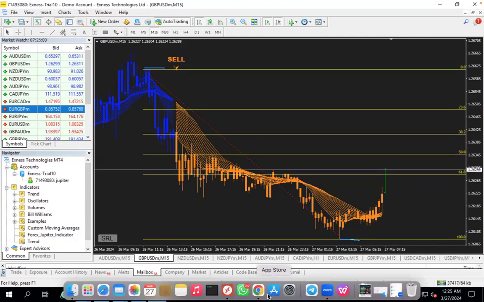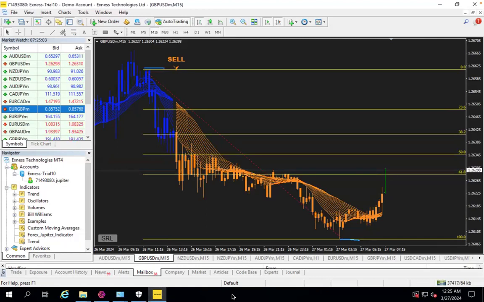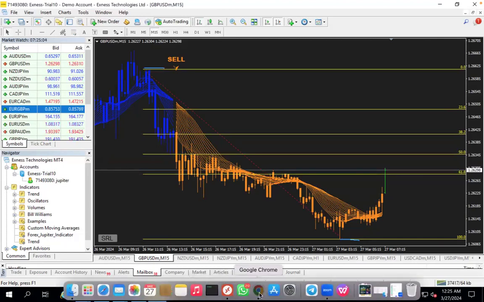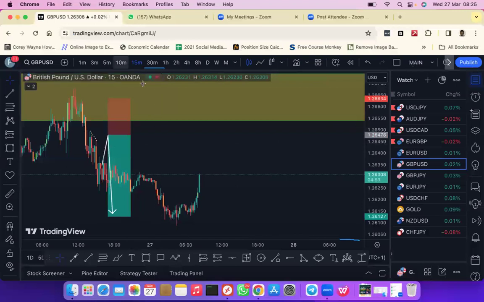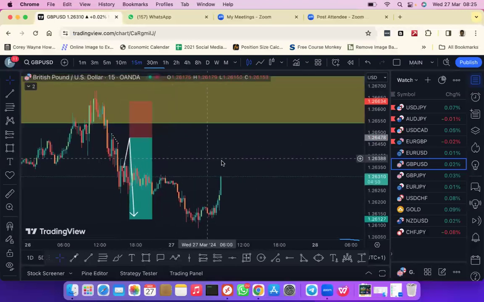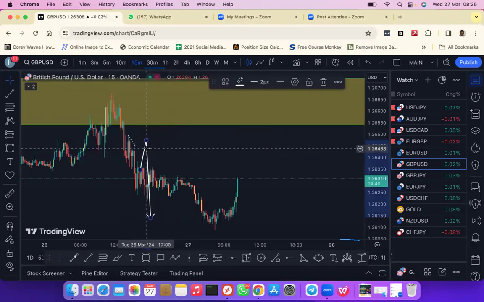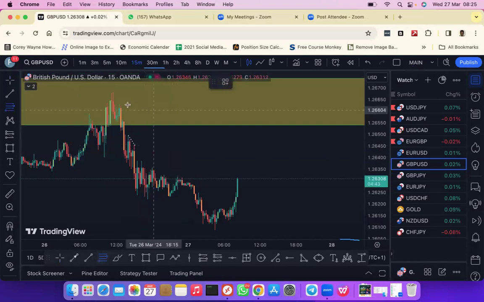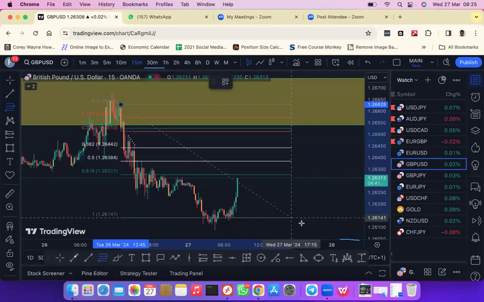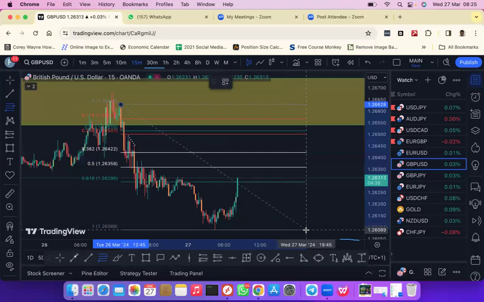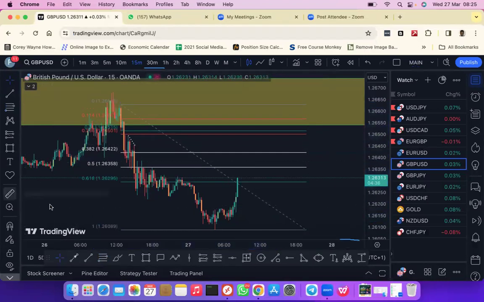Let me show you on TradingView. TradingView will be clearer for you. So GBPUSD, 15 minutes on TradingView. All right, so this is it from here to here. So this would be the entry. So again, guys, you can just do this by yourself. This is another setup.